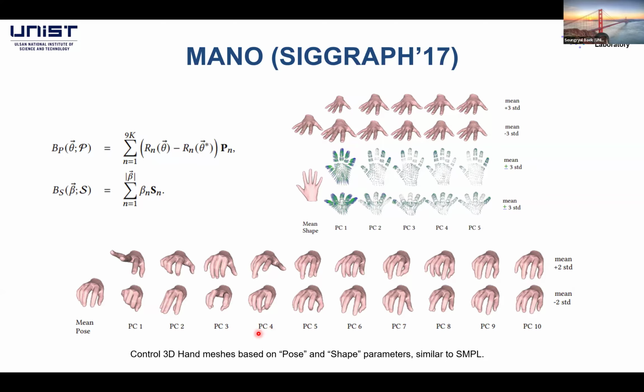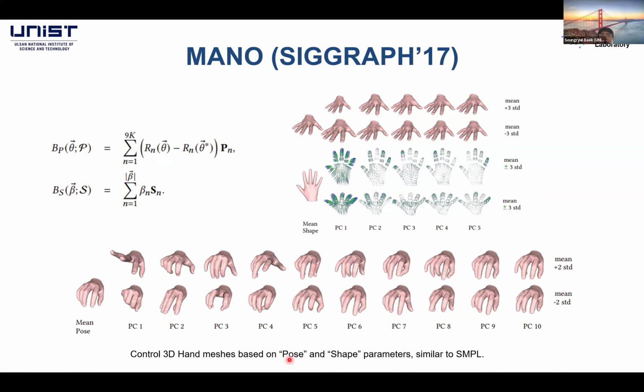But the implementation-wise is very simple, just removing the PCA and using the low rotational angles. Anyways, you can roughly think MANO is the same as SMPL. Their formulation is the same as SMPL. We can control the hand meshes based on the pose and shape parameters.